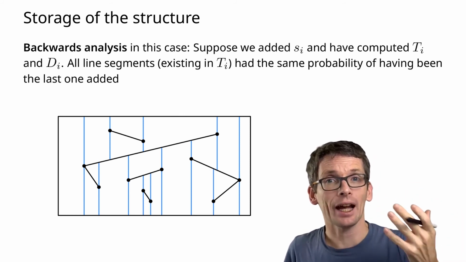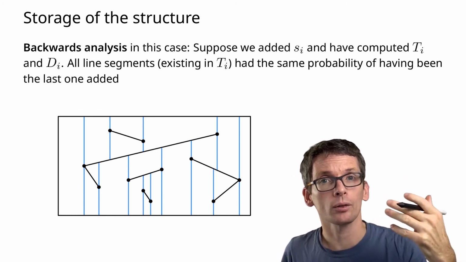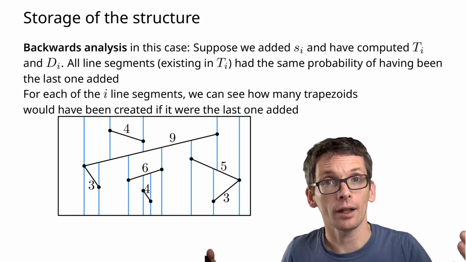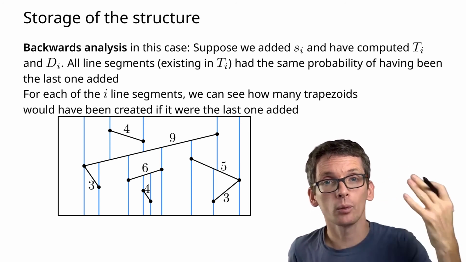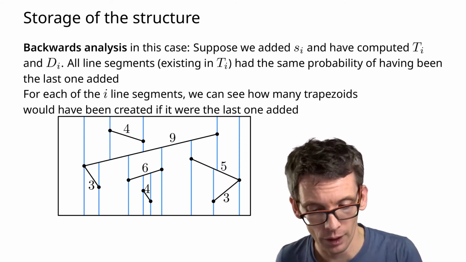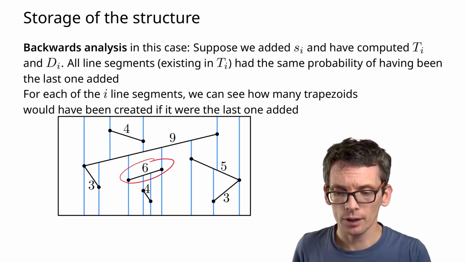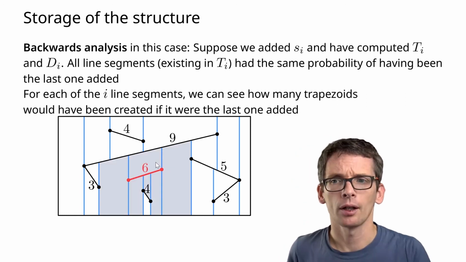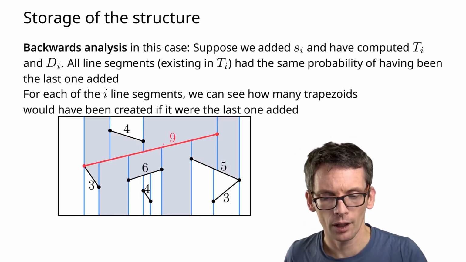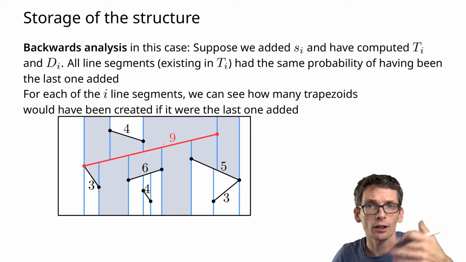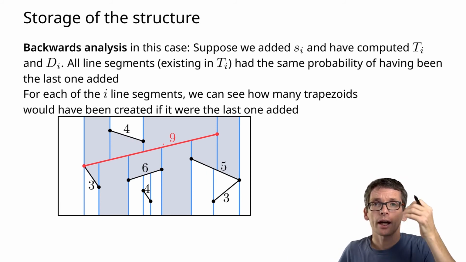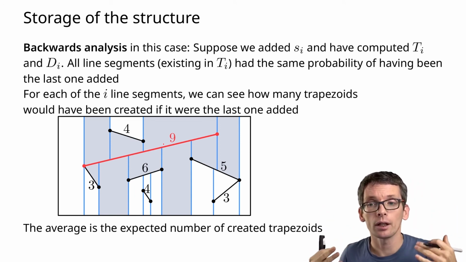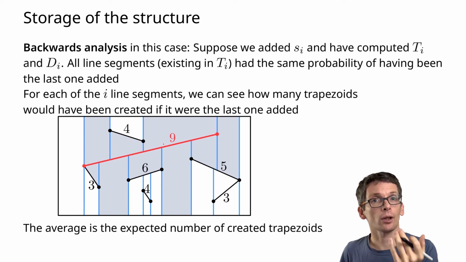So how can I analyze the number of trapezoids created in the last insertion? I can look at all the segments that are currently there and count how many new trapezoids they would have created. So for instance, let's take one. This here, I can count 1, 2, 3, 4, 5, 6. So this one creates 6 trapezoids, or here we get 9 trapezoids. I do this for every segment. And now the average of this, because every segment has the same probability of being the last, is the expected number of trapezoids created.